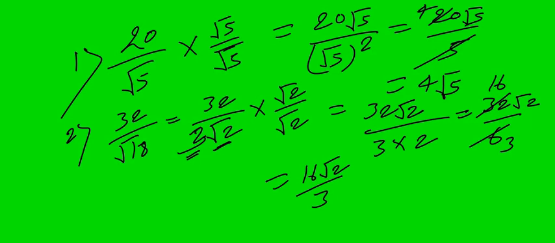So basically students get confused about this: if 3 root 2 is given, that means we have to multiply and divide with 3 root 2. That is wrong. We have to multiply with only root 2. We will get the solution. Don't multiply with 3 root 2.